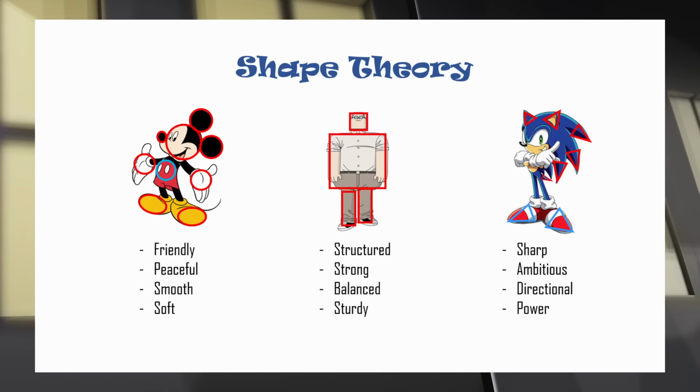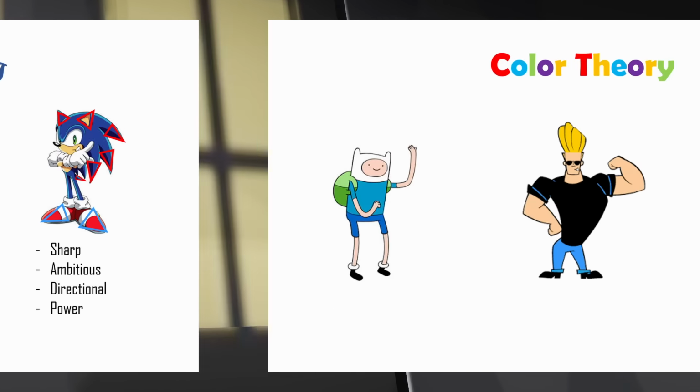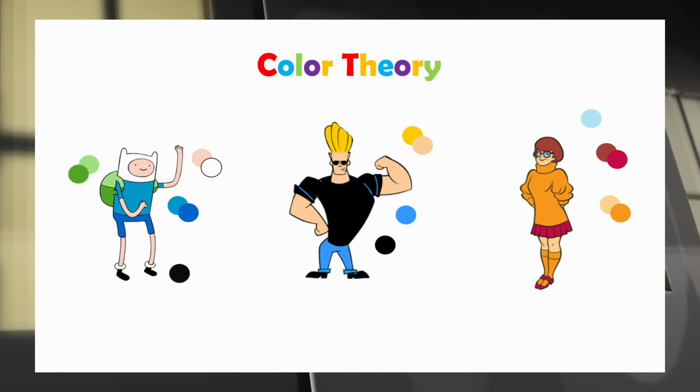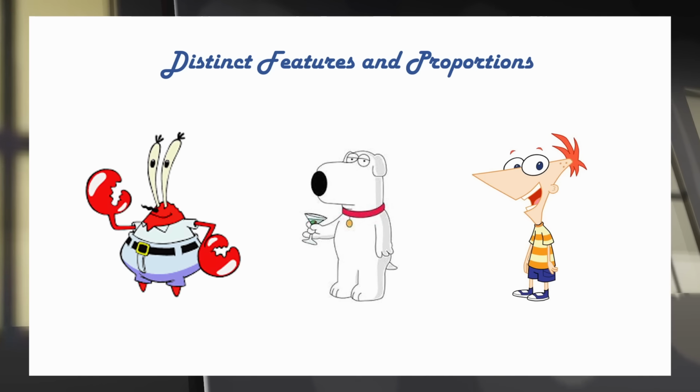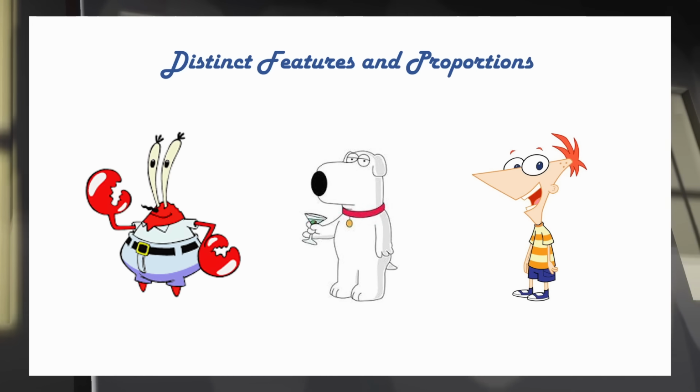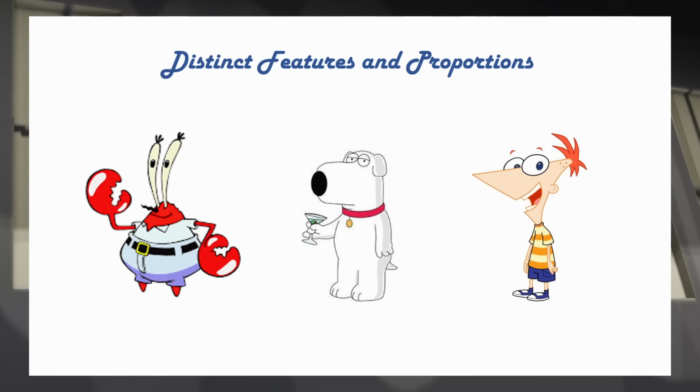I drew out these designs with a set of character design elements in mind. Shape theory, which uses familiar shapes to communicate character traits, color theory, which uses colors to communicate contextual tone, and distinct features and proportions, which set characters apart visually with unique features specific to their traits.